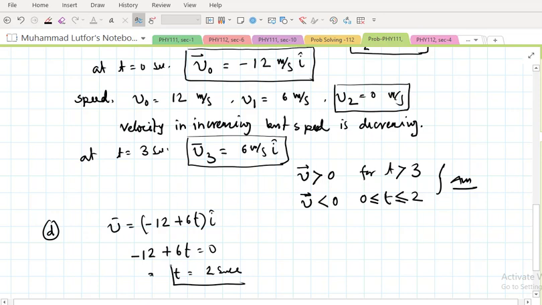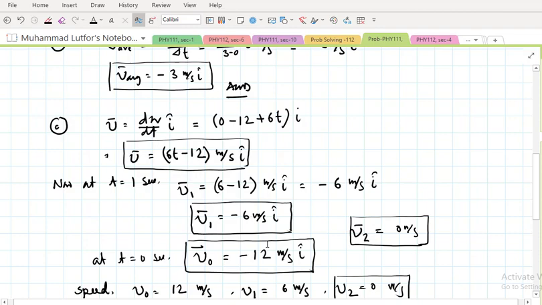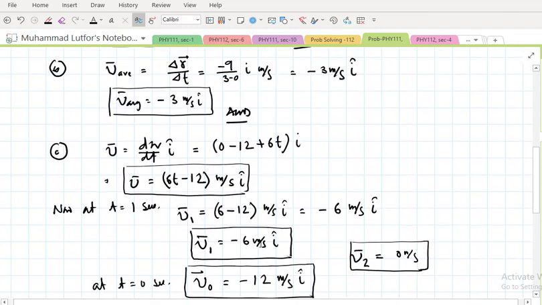Since I already found that at t equal to 2 seconds the velocity of that particle is 0, we can say that it is momentarily stopped. Probably it's changing its direction at t equal to 2 seconds. At t equal to 2 seconds, it's changing its direction, so that's why the velocity is 0 at that moment.